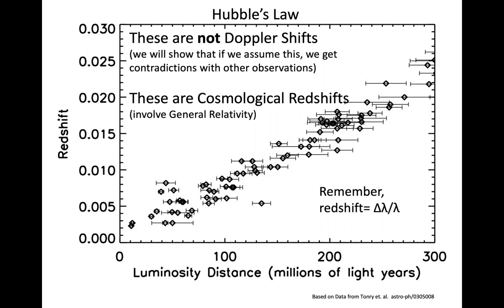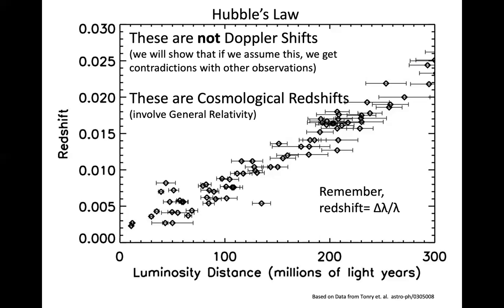Now, there are a variety of different processes that can produce redshifts, changes in the wavelength of light. And one of the most natural ones, the ones we're most familiar with, are Doppler shifts, shifts in the wavelength of light due to the motion of the source. We do not think this is what causes Hubble's law, and I want to provide some evidence for that. And I want to then explain why these redshifts are instead interpreted as reflecting something involving general relativity.